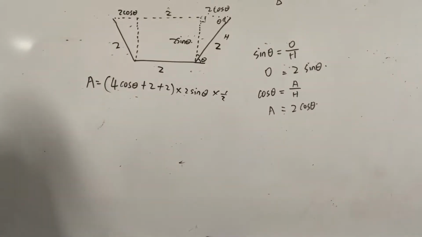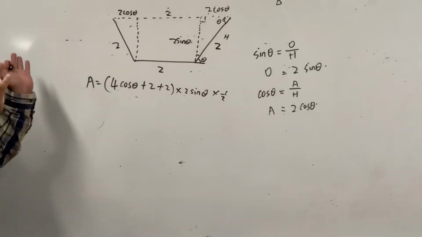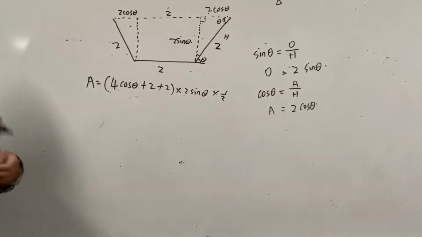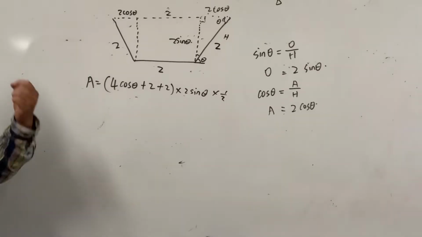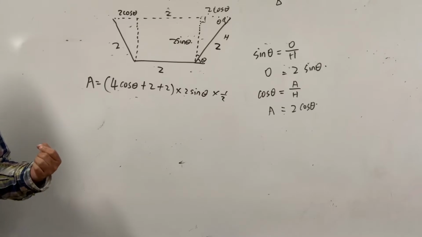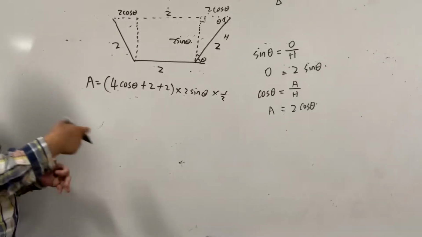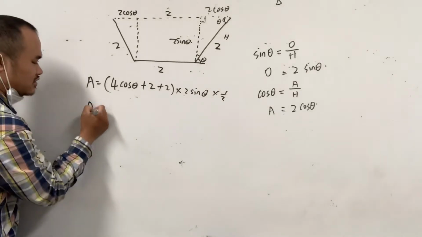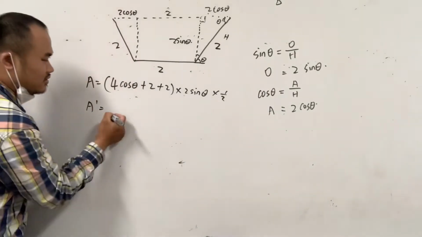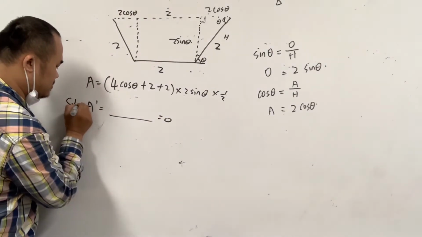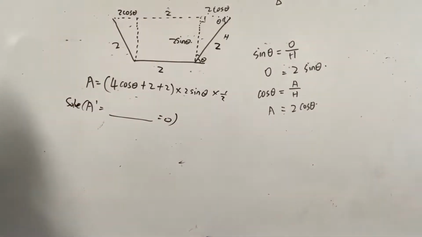So now the question is asking, how can I make the trapezoid have the largest area? When we talk about a maximum or minimum question, we're going to differentiate the function and make the gradient equal to 0. So what we can do now is use our CAS, differentiate this, and then you get something, set that equal to 0, and solve for that using our CAS.